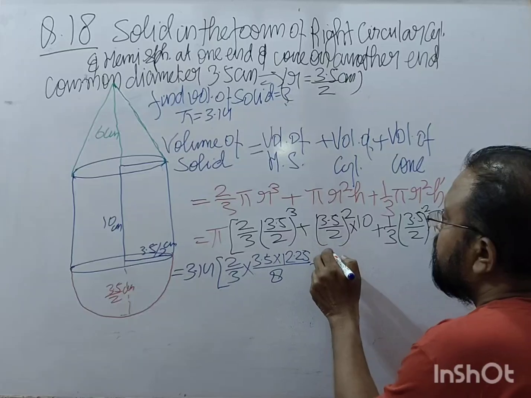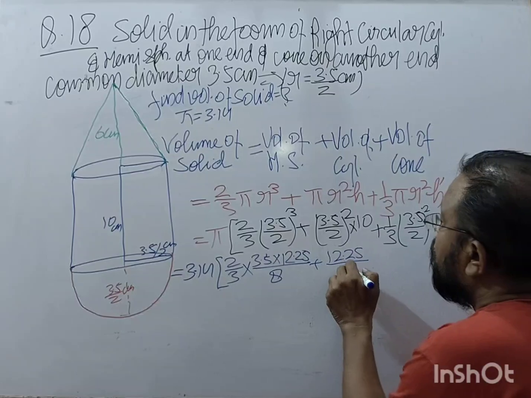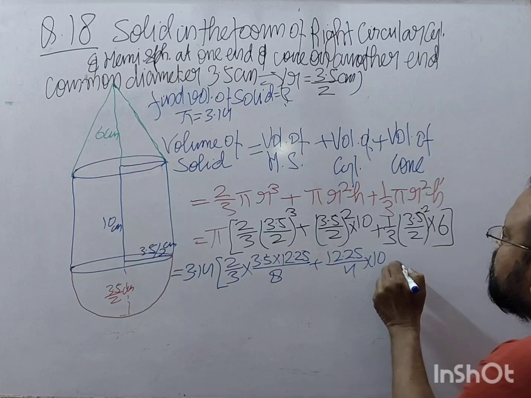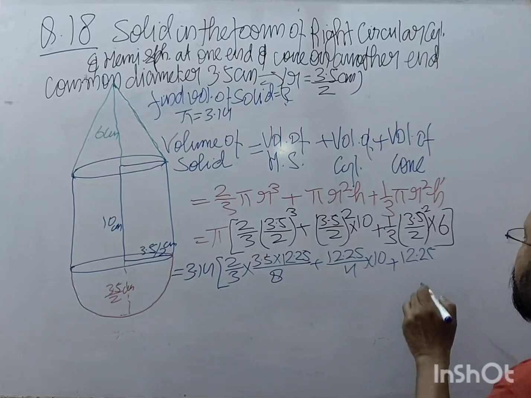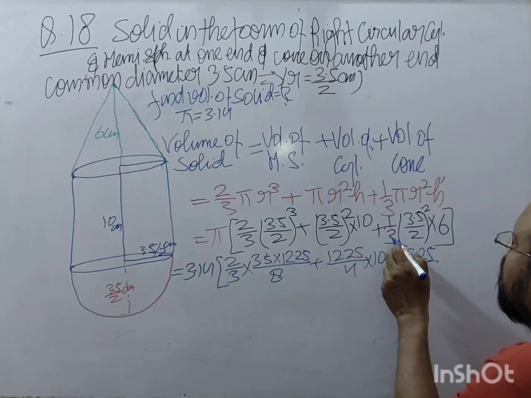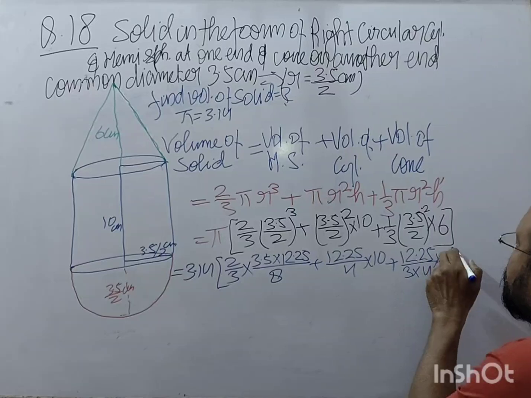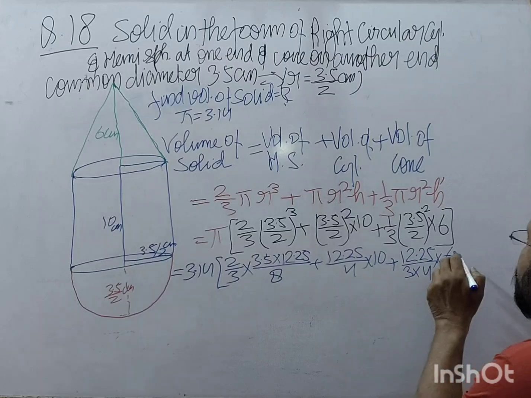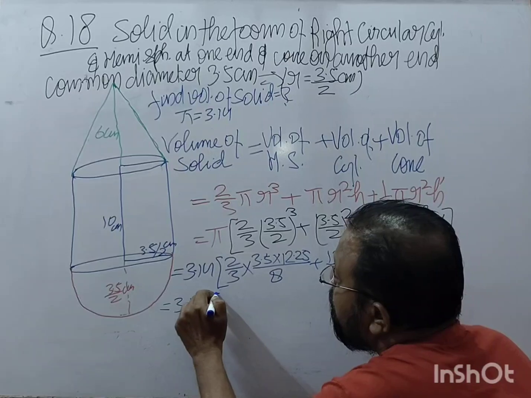plus 12.25 upon 4 into 10, is it? Plus 12.25 upon 3 into 4. 3 into 4 into 6, right? Break it off. Now 3.14.